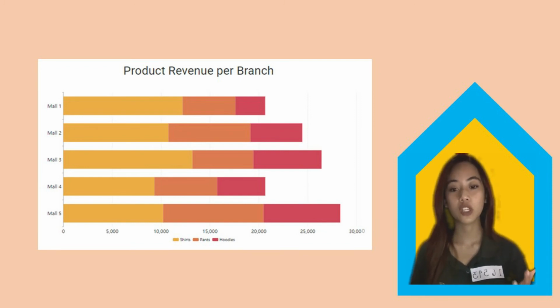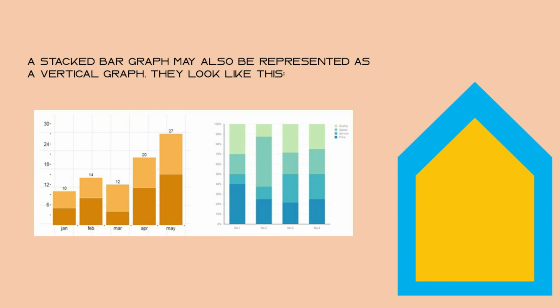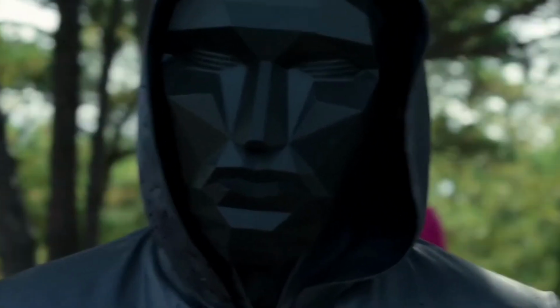So finally, we draw the bar graph that should represent each category with their respective numbers. A stacked bar graph may also be represented as a vertical graph. They look like this. Wait, there's more.